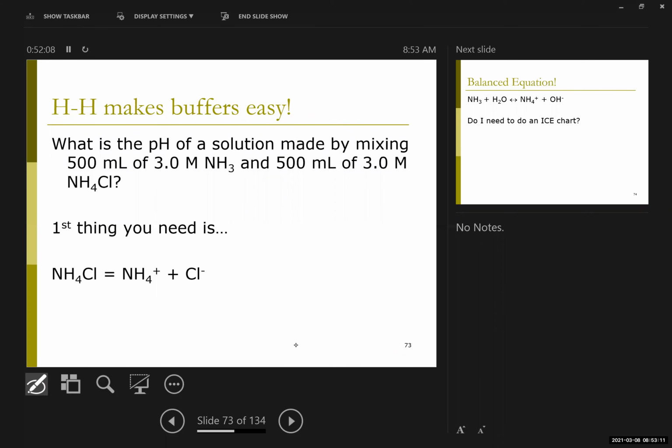But where it might work, it saves me a whole lot of trouble. I don't, God help me, need an ice chart or a Ka equation, because I only really need the initial concentrations, but I have to recognize it's a buffer. And we'll pick it up from there, because as usual, I'm 2 minutes over.